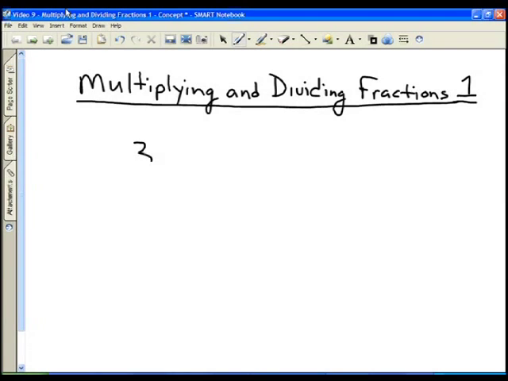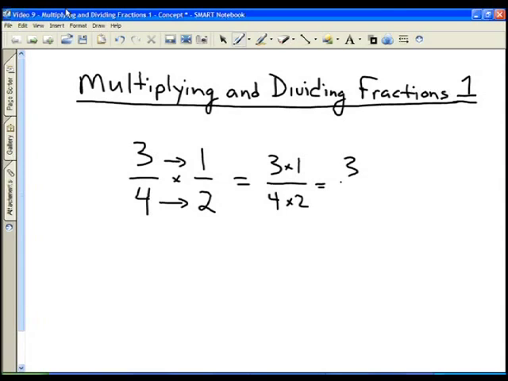If we have two fractions that we're multiplying together, 3/4 times 1/2, let's say, then very simply we multiply straight across the top and straight across the bottom. So 3/4 times 1/2 will be equal to 3 times 1 divided by 4 times 2. And this will give us 3/8.